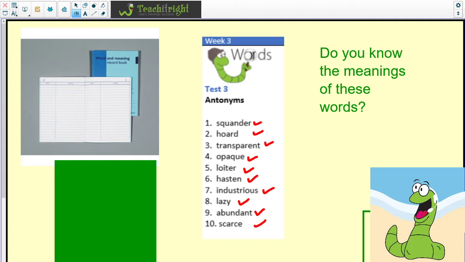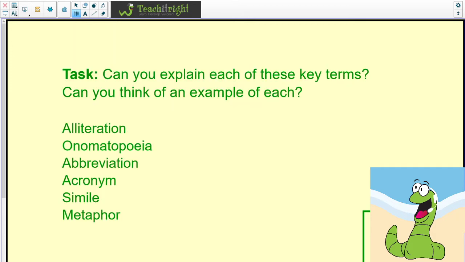So hopefully you've done well with those spellings, and as I said earlier, desperate to give you lots of Teach It Right tokens when we see you again, but you will have to prove it. Okay, let's move on to the main part of the lesson.